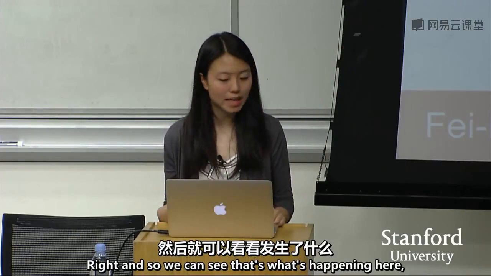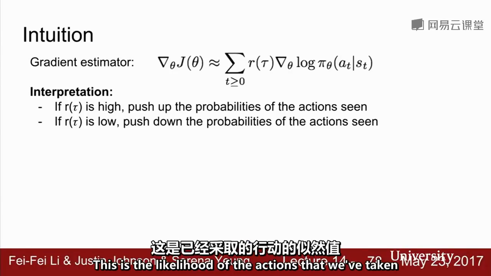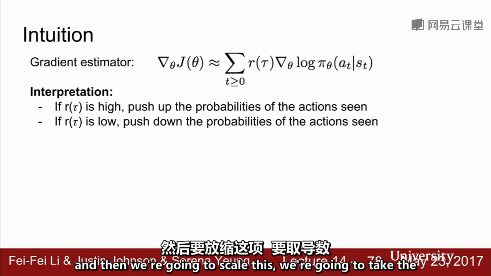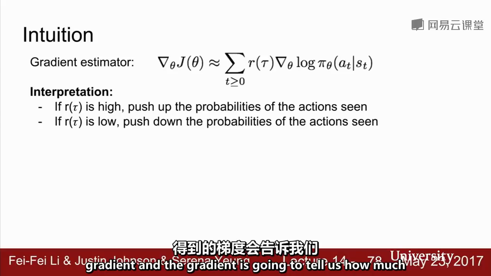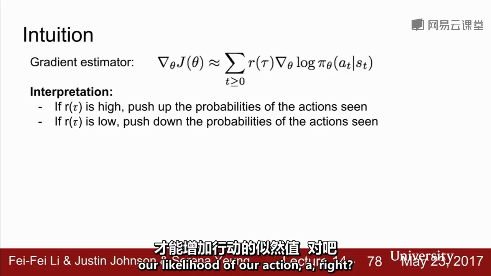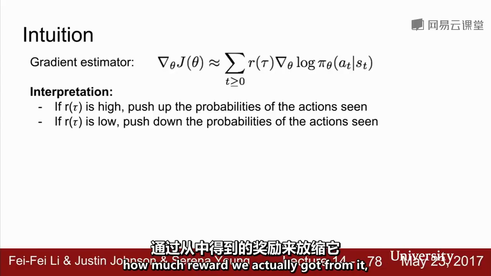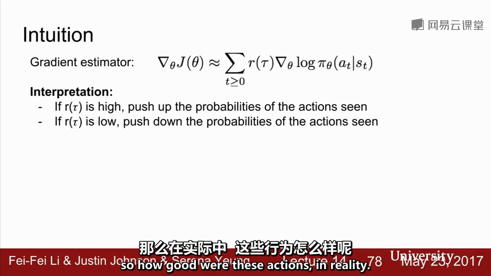And so we can see that's what's happening here, where we have pi of a given s. This is the likelihood of the actions that we've taken. And then we're going to scale this. We're going to take the gradient, and the gradient is going to tell us how much we should change the parameters in order to increase our likelihood of our action a. And then we're going to take this and scale it by how much reward we actually got from this. So how good were these actions in reality?